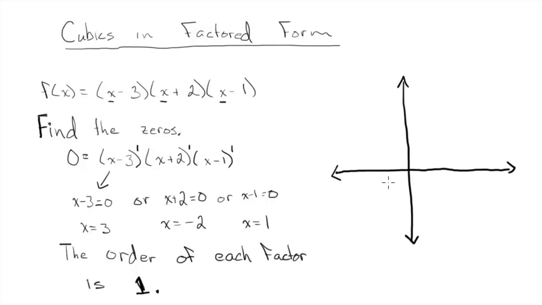So what I could do is put my three x-intercepts on. I have one at 1, I have one at 3, and I have one at negative 2. Okay, so that's good. I have these three points, and I know that because the order is 1 on each of these, I'm going to go through it.